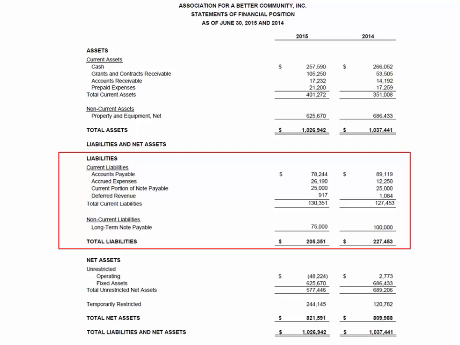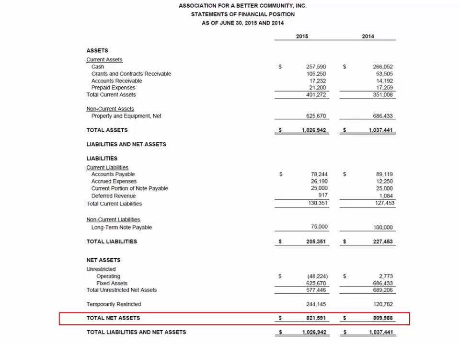Now, the difference between assets and liabilities, like I said, is what we call in the nonprofit sector net assets. So this organization has a little over $1 million in assets, $200,000 in liabilities, and so the organization's total net assets, as you will see in the 2015 column, is $821,000.